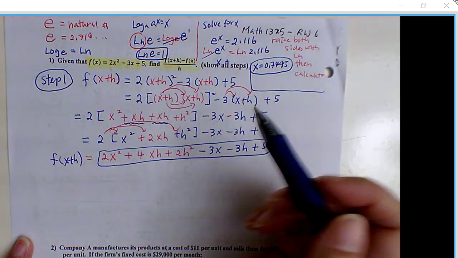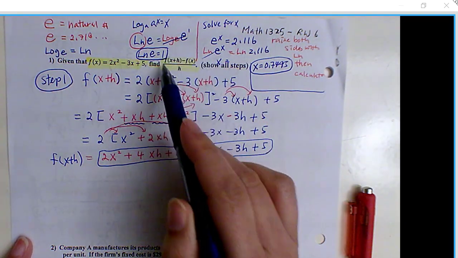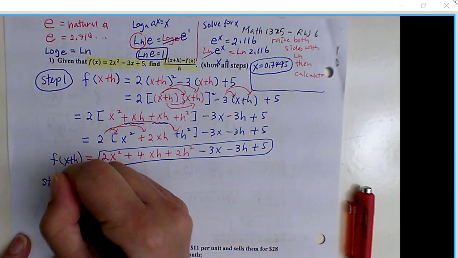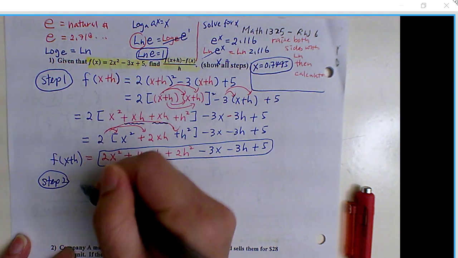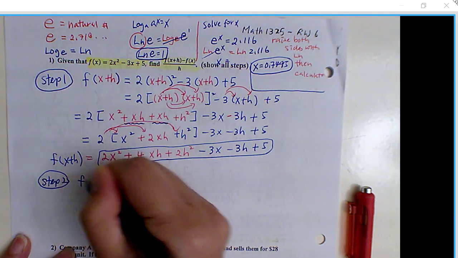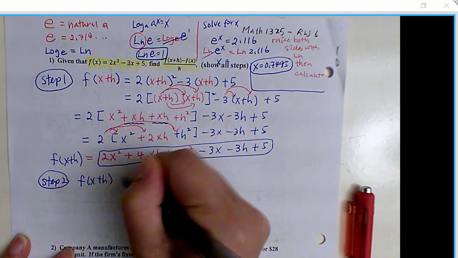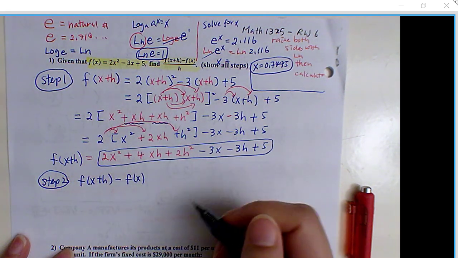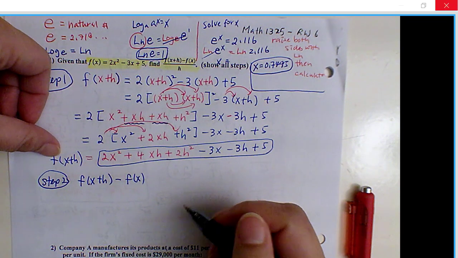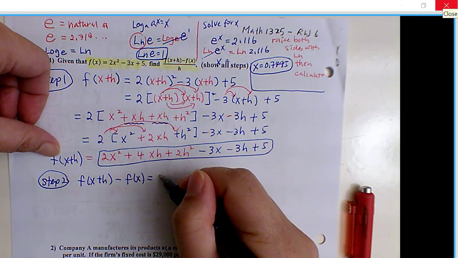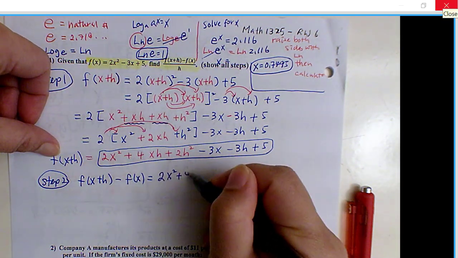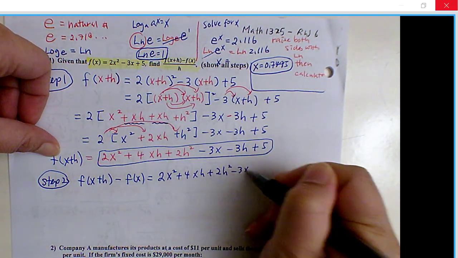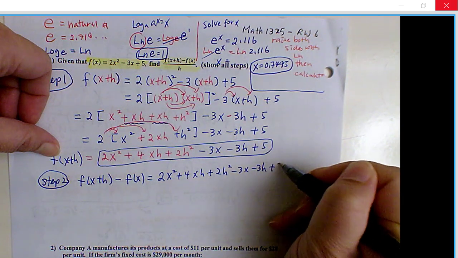And then we can move on to step 2, just doing the whole top part together. So step 2, we are going to just do the numerator part, which is f of x plus h, and we need to subtract f of x, the whole f of x. So we just did f of x plus h, right? So we can copy the answer: 2x squared plus 4xh plus 2h squared minus 3x minus 3h plus 5.